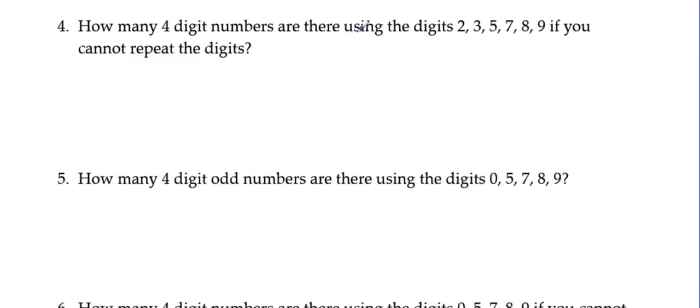How many 4-digit numbers are there using these numbers if you cannot repeat the digits? So in this case, it's a 4-digit number. That means there are 4 tasks to fill. You have to fill the thousands, the hundreds, the tens, and the ones. Now in this case, there are 1, 2, 3, 4, 5, 6 outcomes. That means there are 6 possible numbers that could go into the thousands place. So we have 6 outcomes to start.